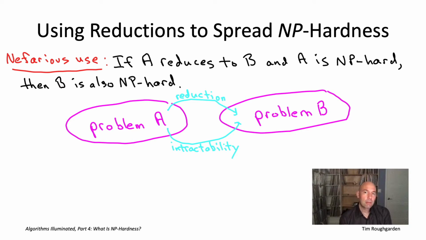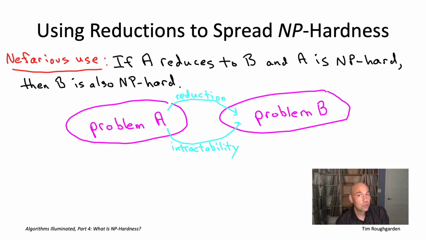Well, suppose a problem A reduces to a problem B, and suppose problem A is NP-hard. What does that mean? Remember, a problem is NP-hard if a polynomial time algorithm solving it would refute the P not equal to NP conjecture. So now think about B, okay? Suppose you had a polynomial time algorithm for B.